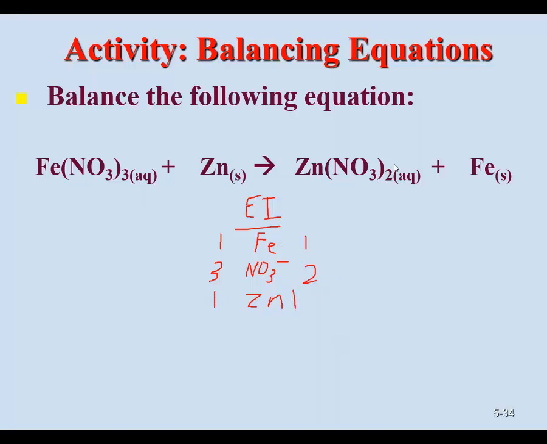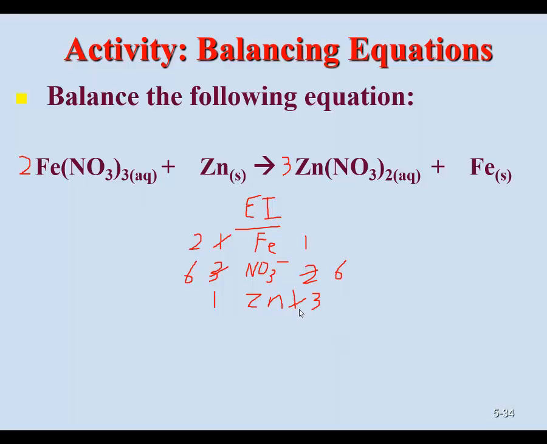Now to balance here for the nitrate, we're going to have to put a coefficient of 2 in front of iron 3 nitrate, so I get an even number of irons. And that gives me 2 irons and 6 nitrates. Over here on the zinc side, we'll need 3 zinc nitrates. This will give me a total of 3 times 2, 6 nitrates, and it gives me 3 zincs.